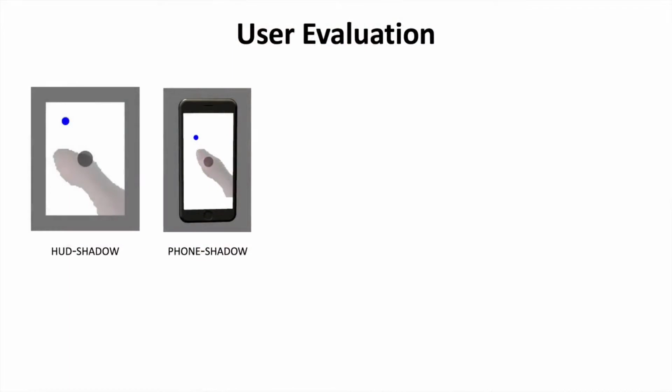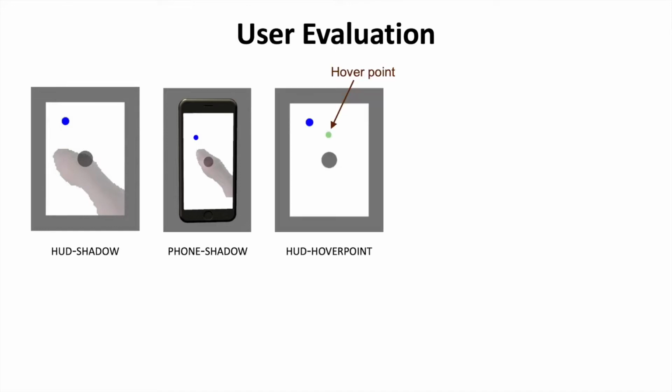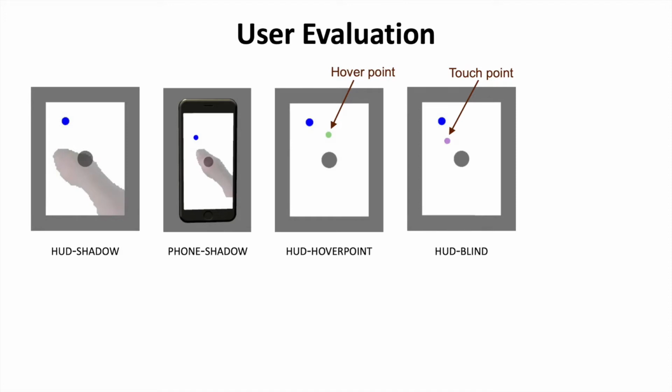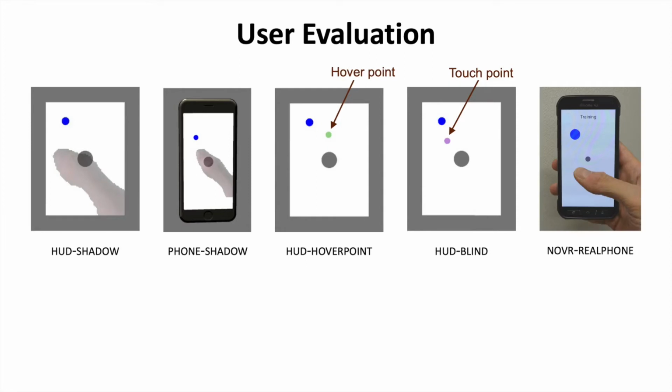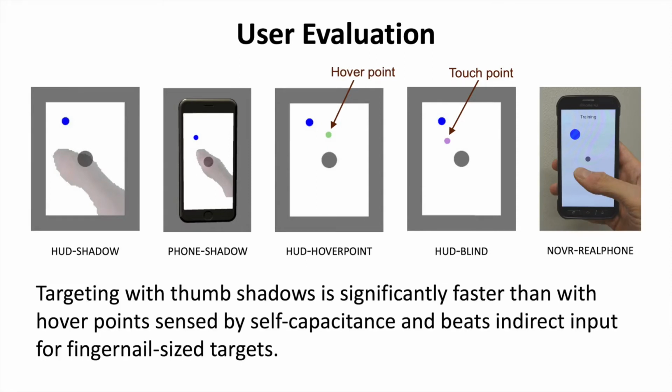In a user evaluation of targeting speed and precision with two target sizes, thumb shadows on a virtual phone and a fixed HUD were compared to three baseline conditions: hover points obtained from the capacitive sensor of the phone, a Samsung Galaxy S5, an indirect confirm-on-release input method with no hover feedback, and normal phone use without VR. The main finding is that targeting with the thumb shadows is significantly faster than with hover points sensed by self-capacitance and beats indirect input for fingernail-sized targets.